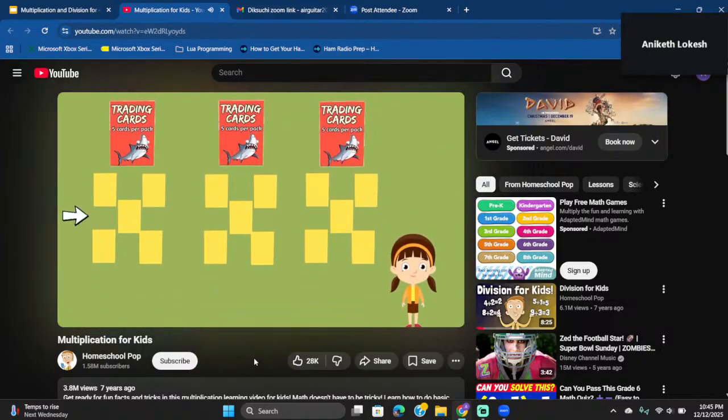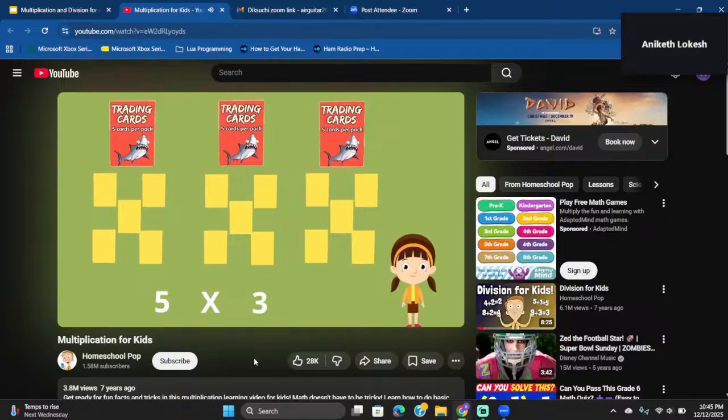So each group has 5, so that's the first thing we write down, the number in each group. That's 5. Put the multiplication sign, which is the X, which means times. 5 times. How many groups are there? 1, 2, 3. So the second number is 3. 5 times 3. What's 5 times 3?